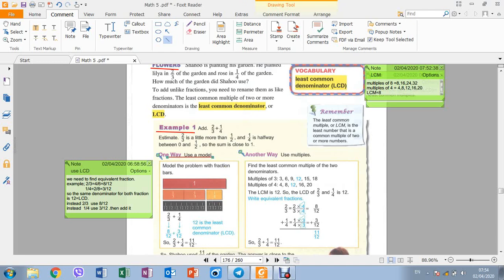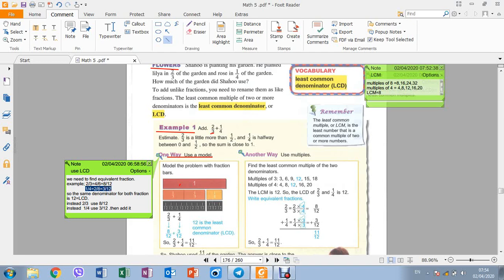Now we have one whole. This one is a whole number, and this is 2/3, and we have 1/2. So here we need to find equivalent fractions for these two fractions. For example, 2/3 is equivalent to 4/6 and equivalent to 8/12, and 1/4 is equivalent to 2/8, equivalent to 3/12.